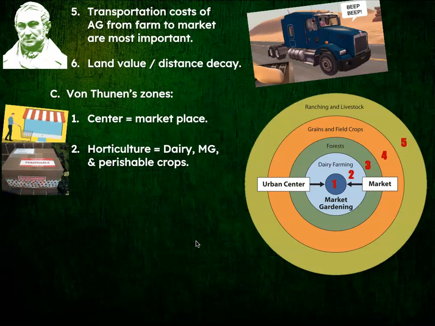All right, number two is what we call a horticulture zone. And horticulture, you've got your examples that I have there. You've got dairy farming.